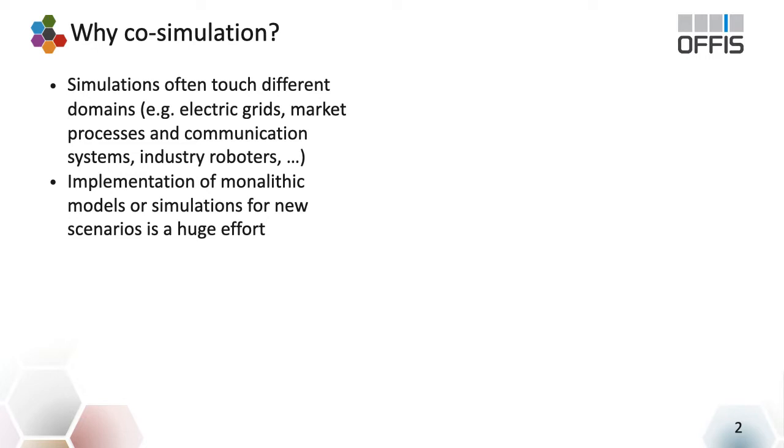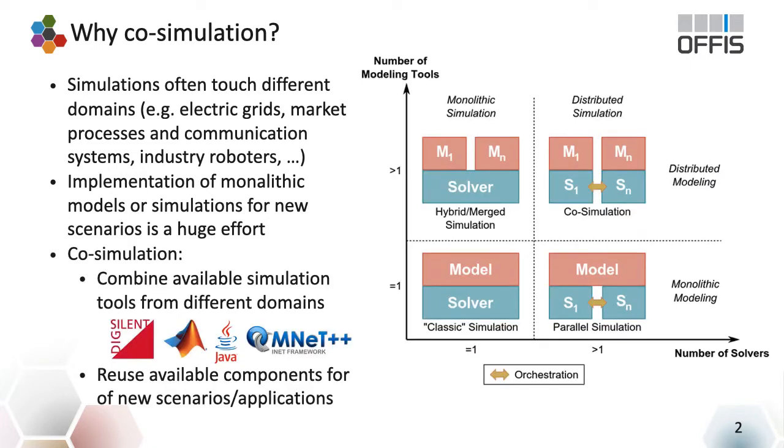This then brought us to the idea of co-simulation. Of course, it's not a unique idea to our own research; there are also different institutes doing similar things. And we thought about a kind of metric for co-simulation. There is the traditional way of simulation where you have one model, and the number of solvers is also just one. So you have a classical simulation, a single model with a single solver used for this model. This is the old way of modeling.